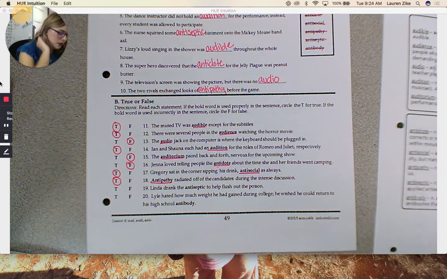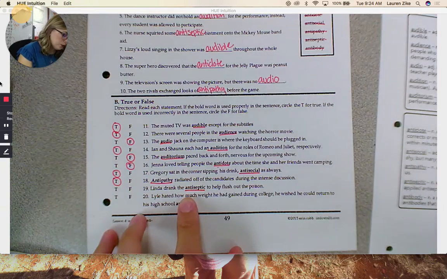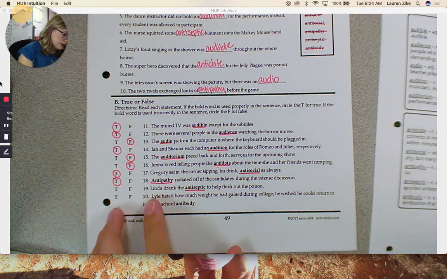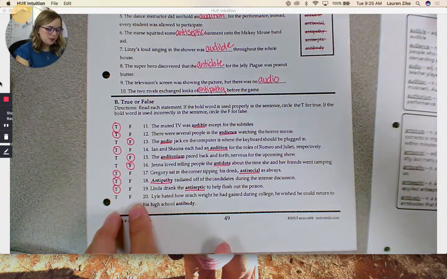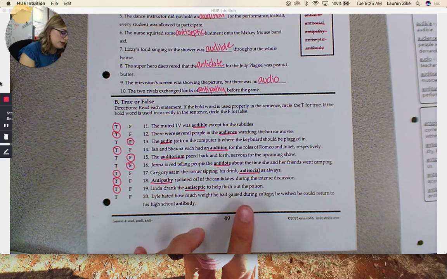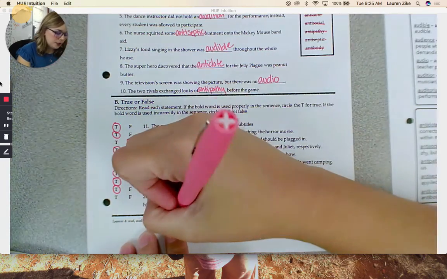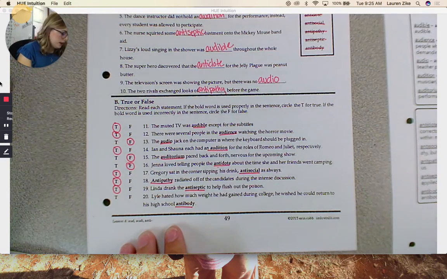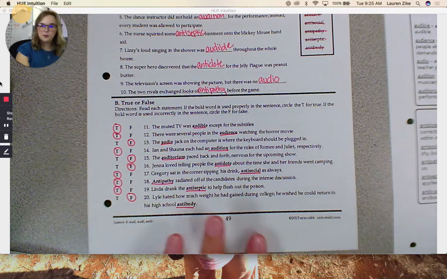Number 19, Linda drank the antiseptic to help flush out the poison. That one's a little bit tough, but we're going to go with true, because there are some antiseptics that you can drink. And number 20, Lyle hated how much weight he had gained during college. He wished he could return to his high school antibody. Well, an antibody is something that your body produces when you get sick, so that is not used correctly.